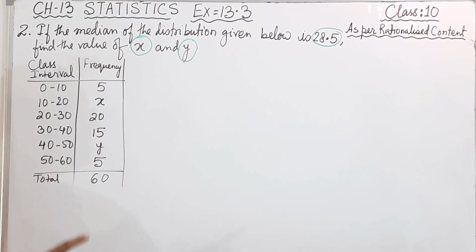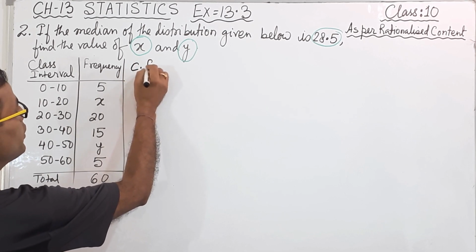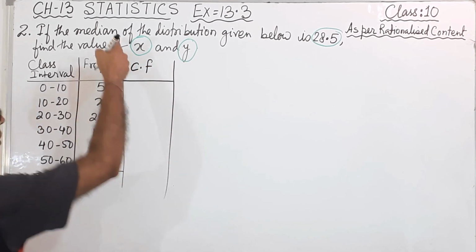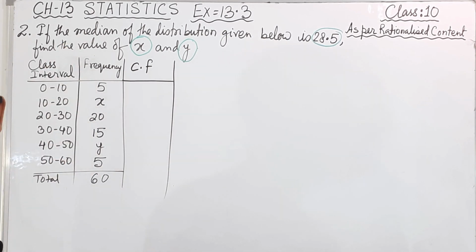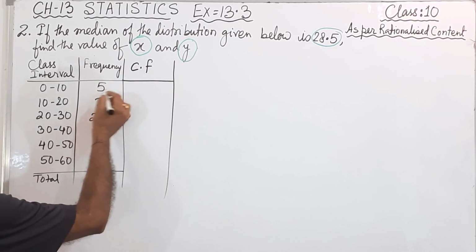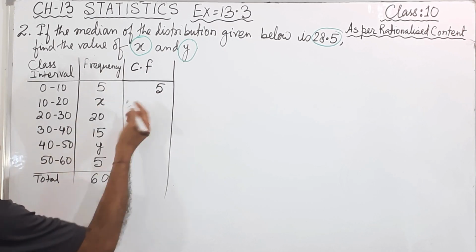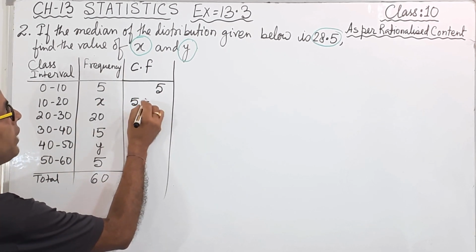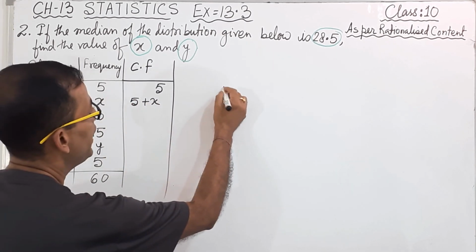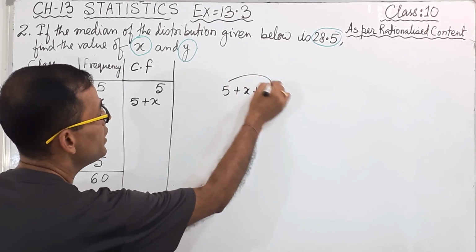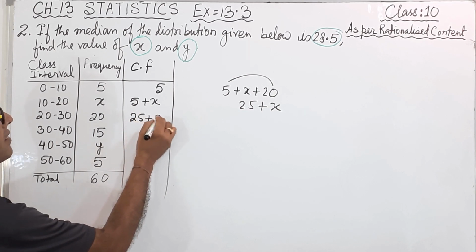So after this, the next column, what I told you, is to find out the cumulative frequency. Why cumulative frequency? Because this sum is about median, and when we do median, we have to find out the cumulative frequency. So how to find out? We will write 5. Then the next one is 5 and x. If I add, it will be 5 plus x. Now this 5 plus x plus 20 is how much? See, 5 plus x plus 20. These two you can add, 25 plus x. So I will write here 25 plus x.